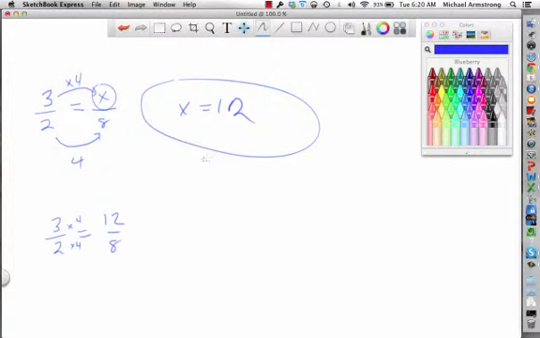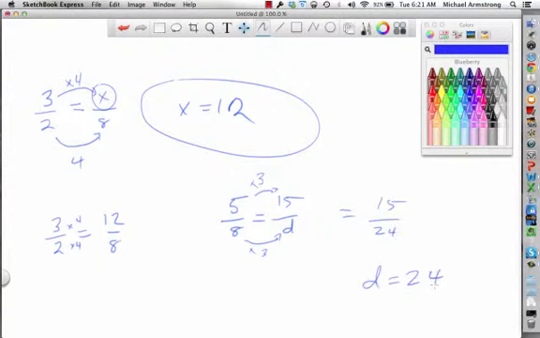There's another example. 5/8 is equal to 15 over d. It doesn't matter where the x is. The x could actually be in any one of these four places, or the d. This time it's a d. 5 goes into 15 3 times, so 8 times 3 is going to be 24, so it's going to be 15/24, or d is equal to 24.